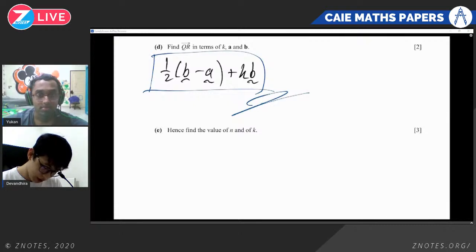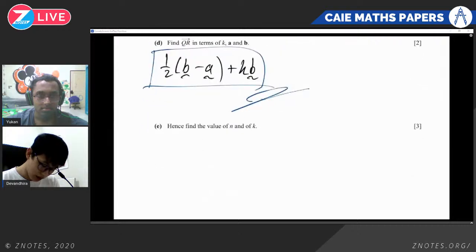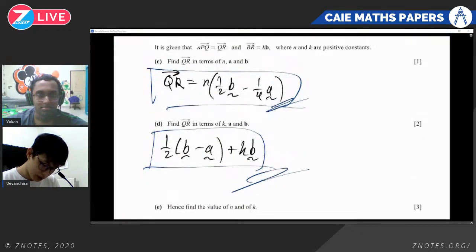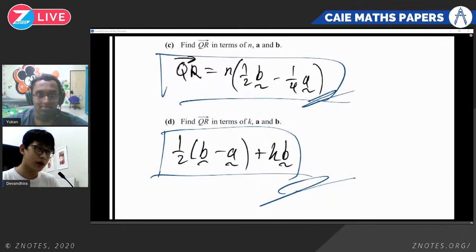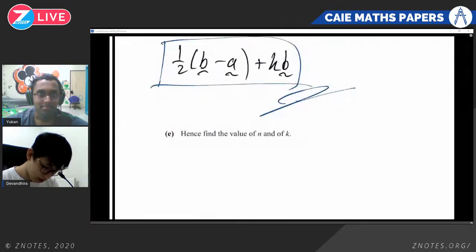Hence, find the value of n and of k. Since we want to find n and k, we can equate. You see that both of these are QR. Is that right? Both of these are QR. That means they have the same path, the same vector. That means if I equate them, they should be the same. Correct.